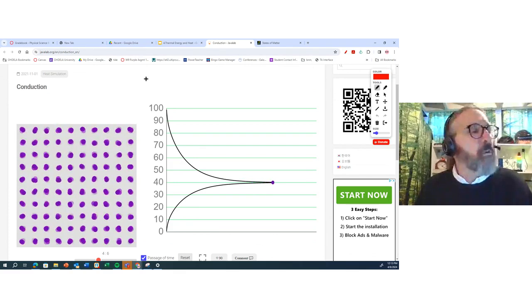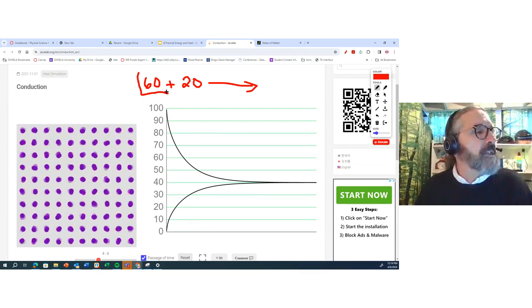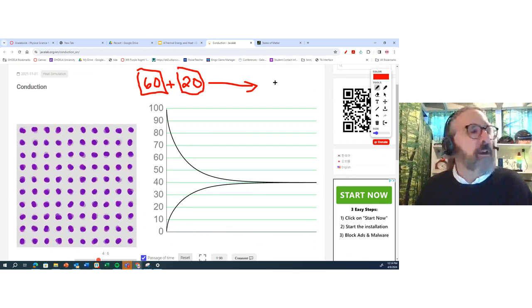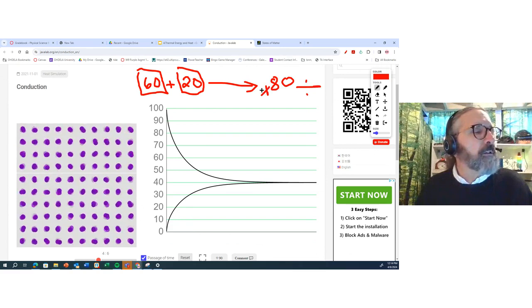So if I think about another question that I could ask here, if I have the same quantities of material, let's say they're both the same. One was 60 degrees, another was 20 degrees, right? And these blocks are the same size. Just one is 60 degrees, this one is 20 degrees. I would add those two together, get 80 degrees, and divide that by 2. I get 40 degrees.